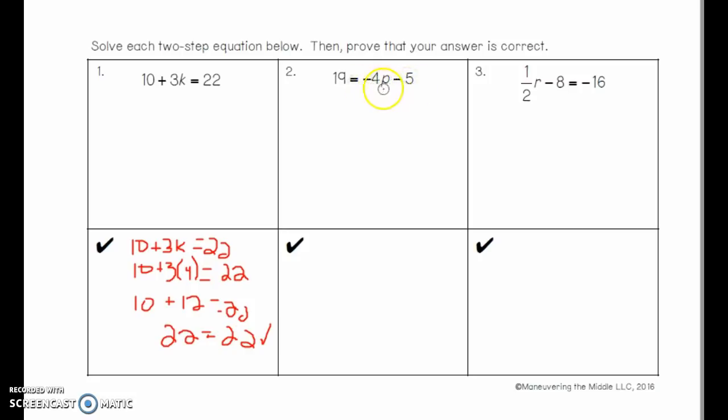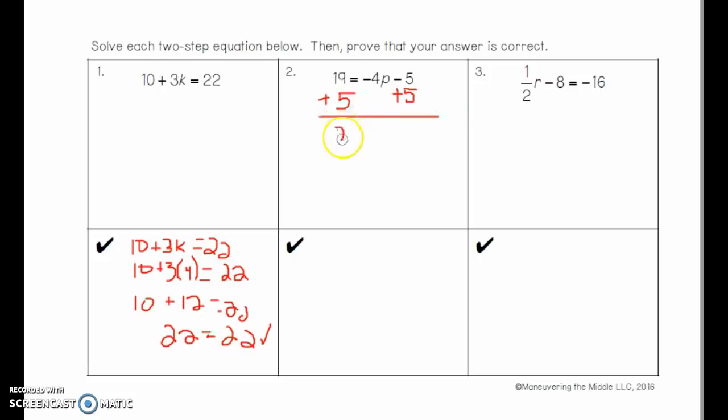I have a negative 4p. Yes, this is on the right side. If that gets you nervous, you can rewrite this whole thing with p on the left side. It does not make me nervous, so I'm going to continue on. I see subtraction here. I'm subtracting 5. The opposite of subtracting 5 is to add the 5. Please do this with me. I'm adding the 5 here.